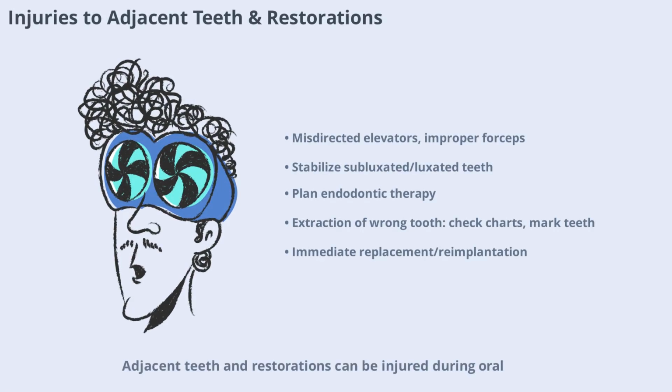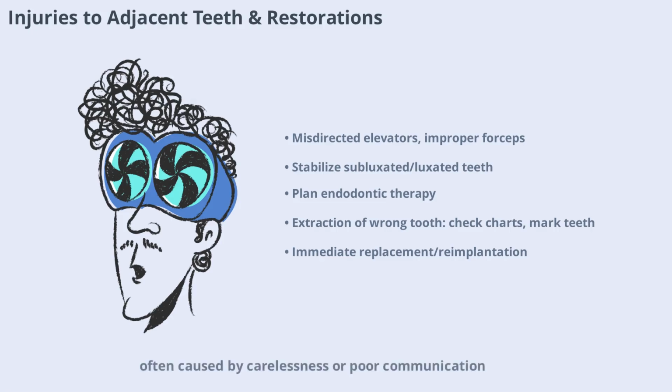Adjacent teeth and restorations can be injured during oral surgery due to misdirected elevators or improper forceps application. Subluxation, luxation, or fracture of adjacent teeth requires stabilization with wire or acrylic splints, keeping the affected teeth out of occlusion. Endodontic therapy may be needed if the pulp is compromised.